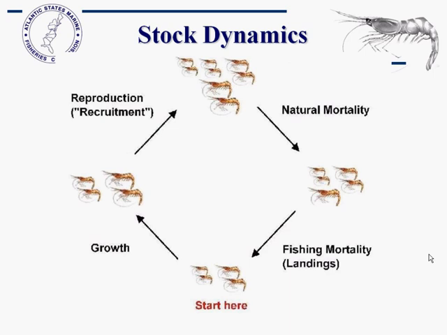So these things on the left make the stock increase in size, and things on the right make the stock decrease in size, and they're all things that we need to model if we're going to try to predict what's going to happen. And Ann's going to talk about each of those components a little bit more.